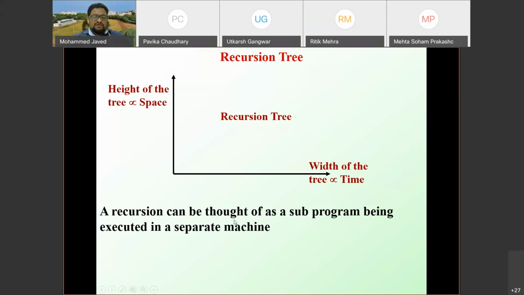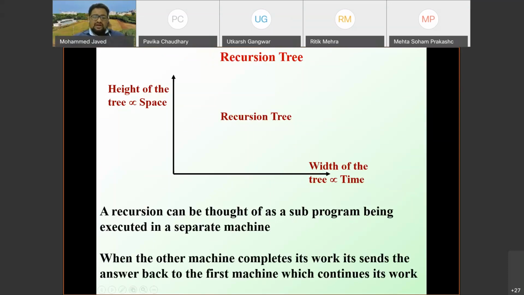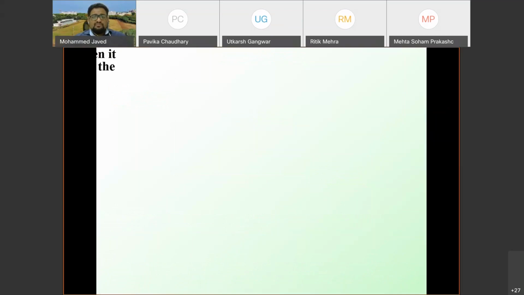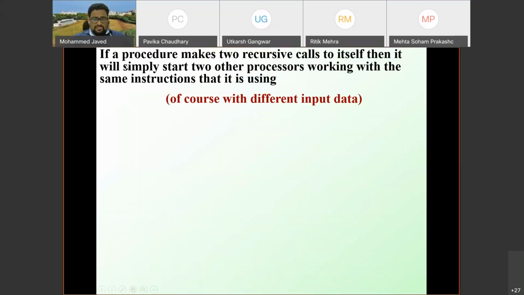A recursion can be thought of as a sub-program being executed in a separate machine. So this may be another way of interpreting a recursion. When the other machine completes its work, it sends the answer back to the first machine, which continues its work. So once the execution is done, the answer is received back, and then the processing is done by the parent, right?